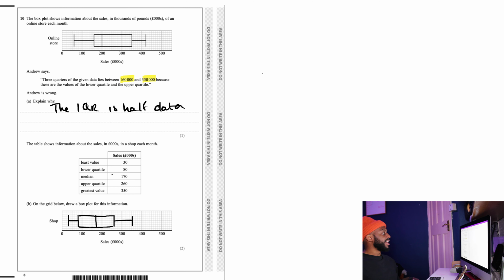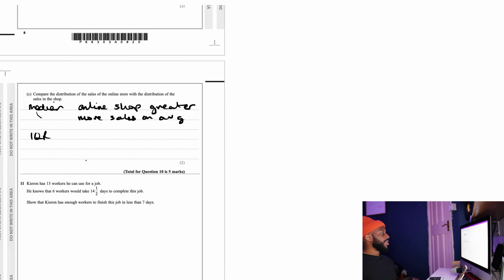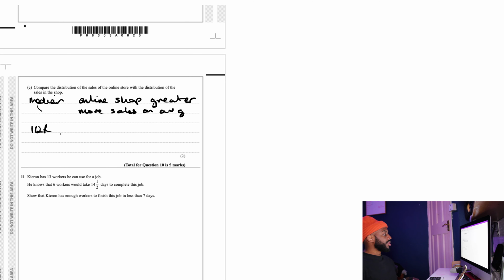Then we can compare the interquartile range. And again, the online store has a bigger range. So the online store has a bigger interquartile range. So that means the cells are more spread out.